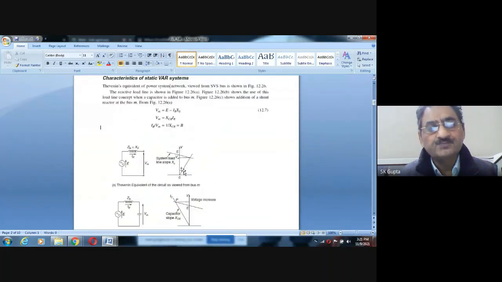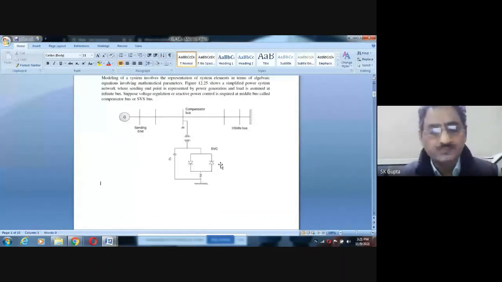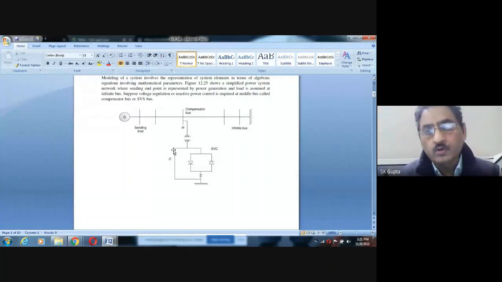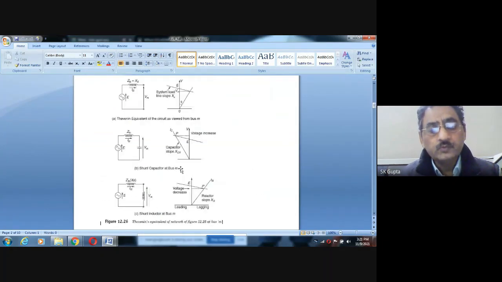Now let us understand the working. Once we want to incorporate the SVS, or static VAR compensation system, into the network, then we have to model it. Just as we wrote the power flow equations for load flow, and we know how to solve them in the Newton-Raphson method, similarly we have to write the power flow equations for this too. We have to write the power flow equation, and then apply the Jacobian matrix, because it cannot be simply assumed as a constant PV bus like a generator bus.